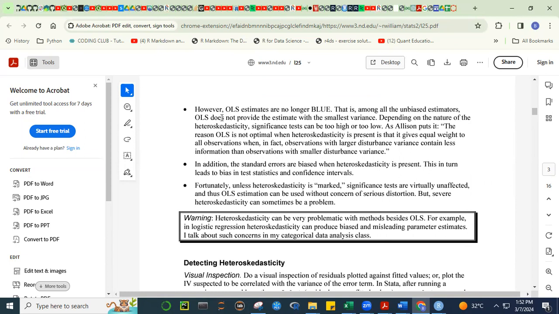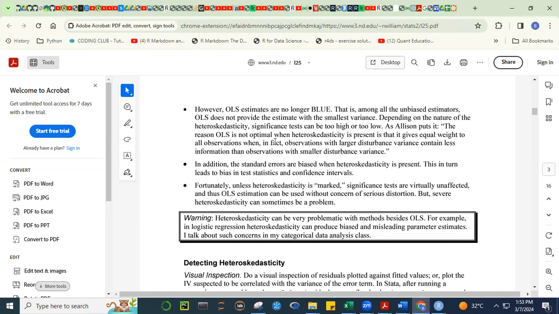Ito, class, no? However, OLS estimates are no longer BLUE. Take note, ha? Hindi na siya yung best linear unbiased estimator. Sabi nga natin, among all, kasi pwedeng maraming iba't ibang combinations ng estimators, hindi na siya nagbibigay ng the smallest variance, hindi na yung minimum variance. So, as we stated a while ago, significance test can be too high or too low, yung mga p-values natin, based on the t-stat.